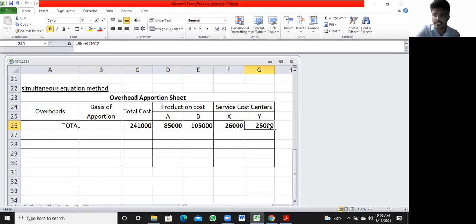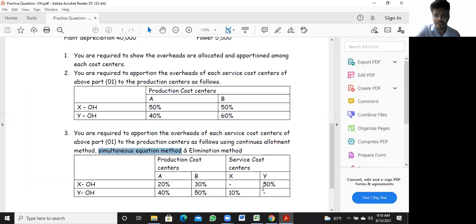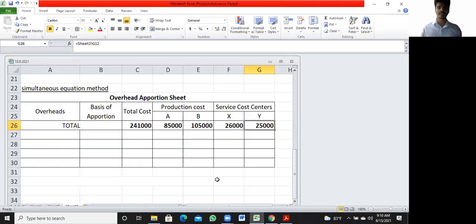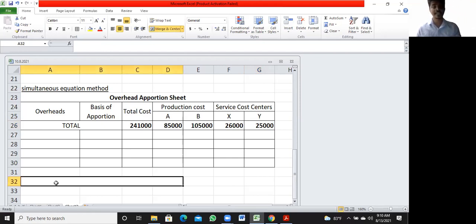We have identified 25,000 cost belongs to service cost center Y. In addition to that, Y receives 50% from the services provided by X. That means 50% of the total cost collected in X belongs to Y. So 50% of cost of X belongs to Y. Therefore, based on that rationale, let's say the total cost belongs to service cost center Y is known as Y, equals directly we have identified 25,000.